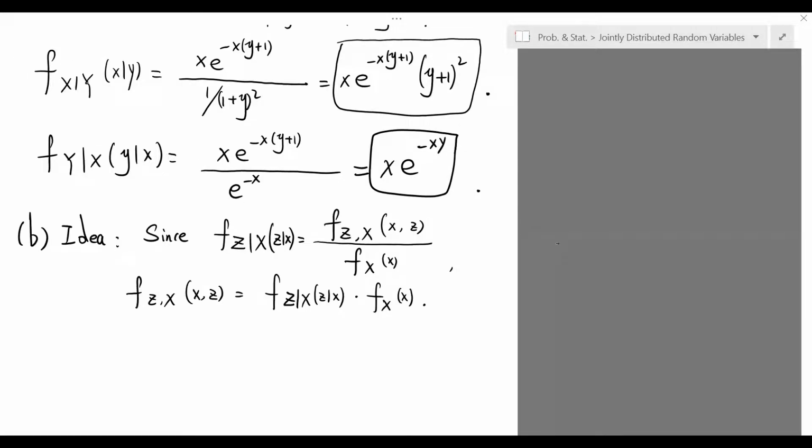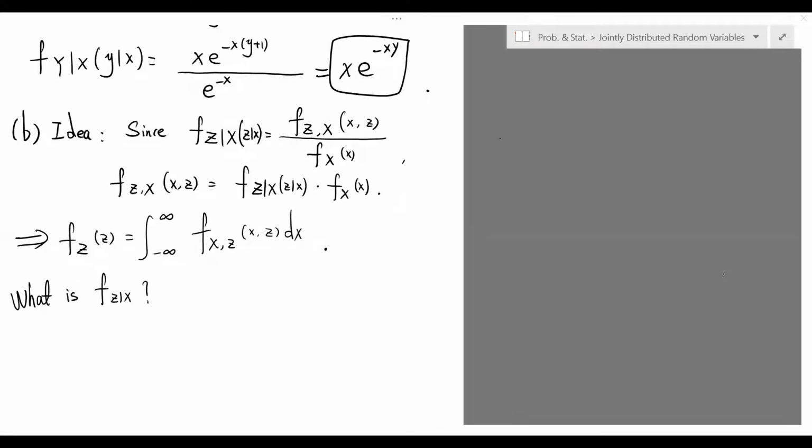Let's explain the idea to solve part B before we implement the computation. The first observation is that the joint density function of z and x is given by the product between the conditional density of z given x and the marginal density of x. Therefore, the density function of z could be obtained by integrating the joint density function with respect to x. And this will be the route that we're going to be taking in solving part B.